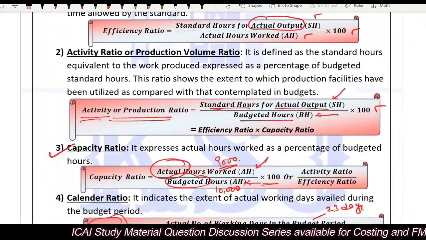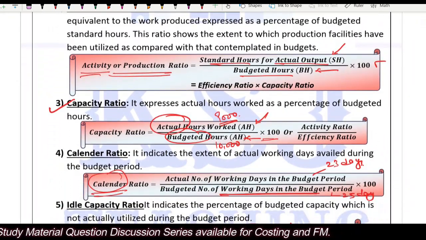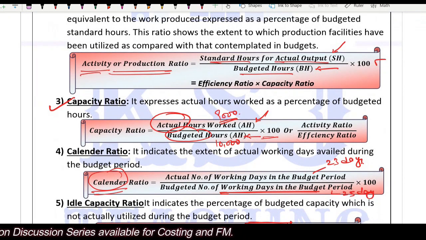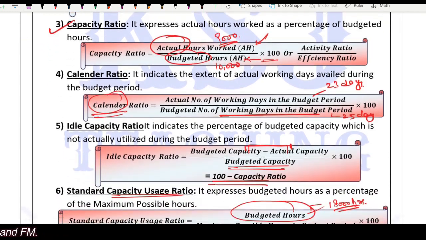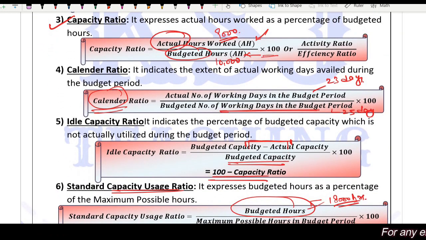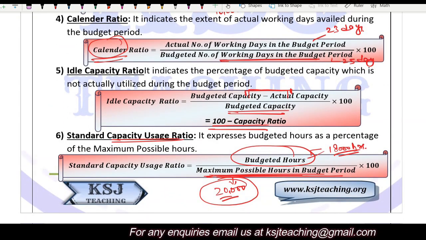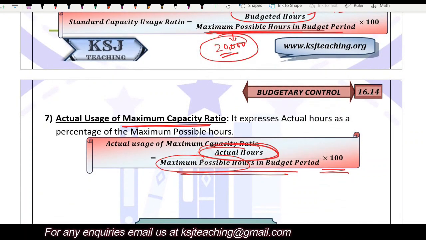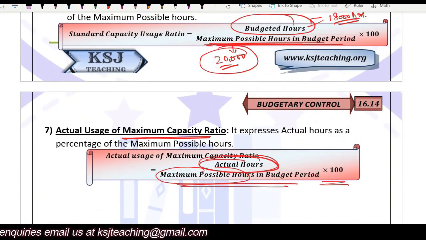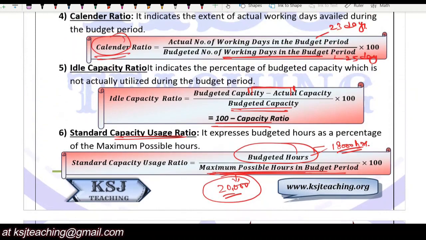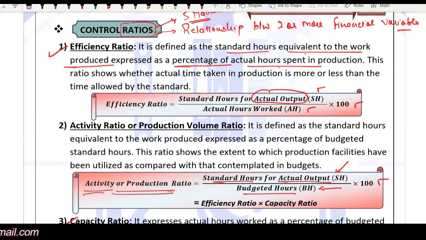Efficiency ratio, activity shows the budgeted and the standard hours. Capacity shows what you planned for, say 10,000 hours, and what actual capacity you have utilized. Calendar is budgeted and actual number of working days. Idle capacity is budgeted capacity minus actual capacity by budgeted capacity. Standard capacity usage ratio and the actual usage of maximum capacity ratio, right? So these are all the ratios that you have to remember.